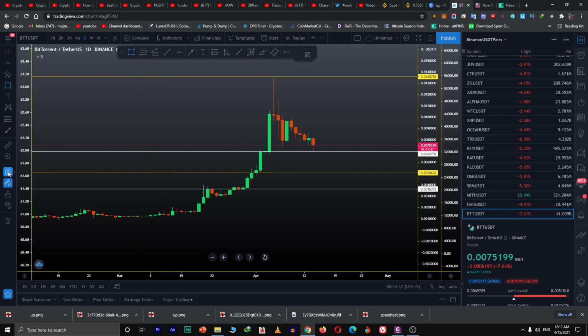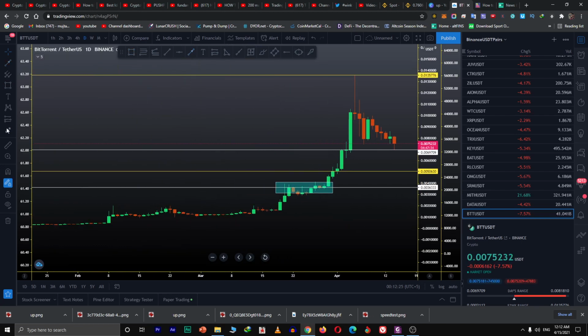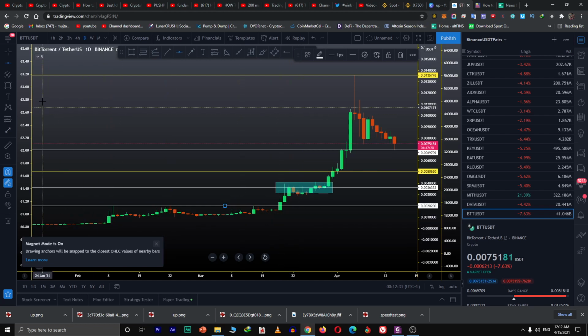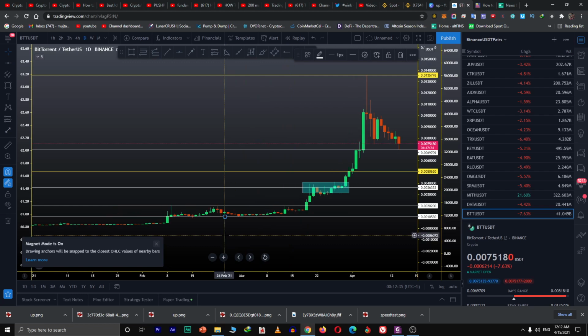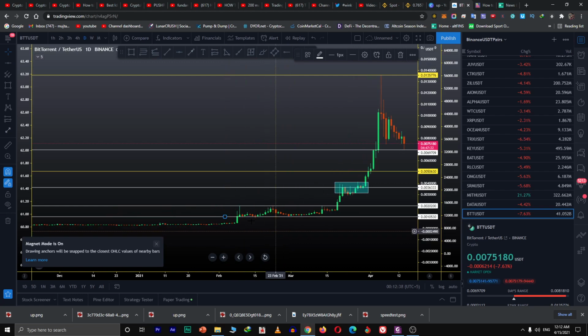Let me draw the rectangle here. You can see this is the zone of consolidation. Here what happened, first the price was in this zone. Let me draw the magnet tool, and let me draw the lower of that as well. You can see clearly.